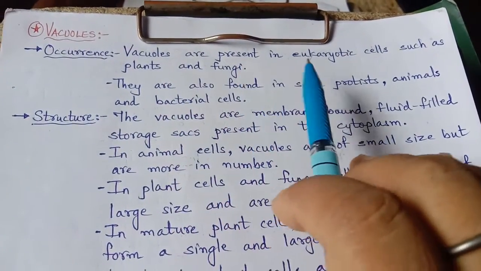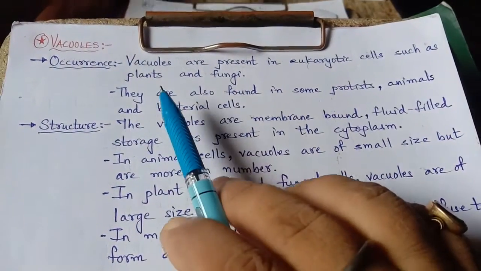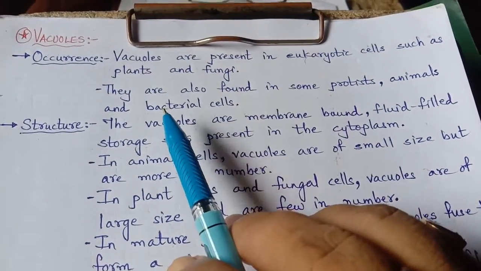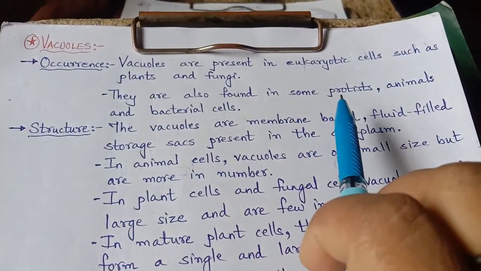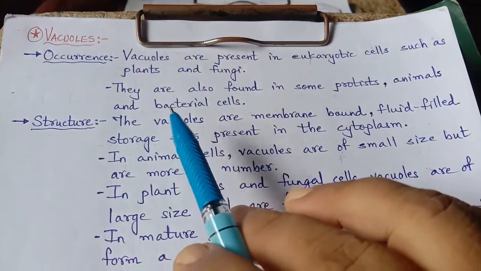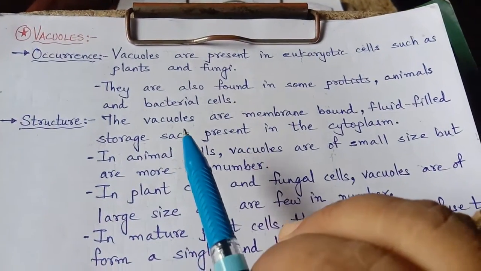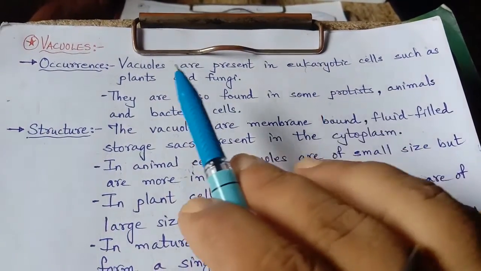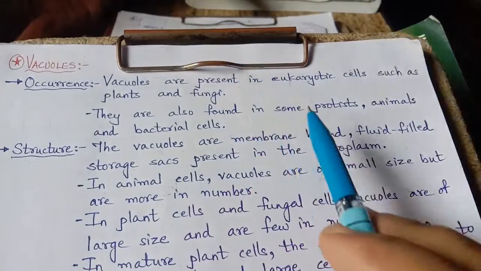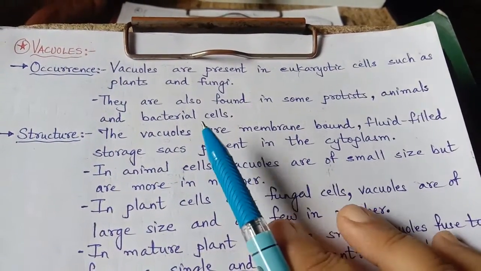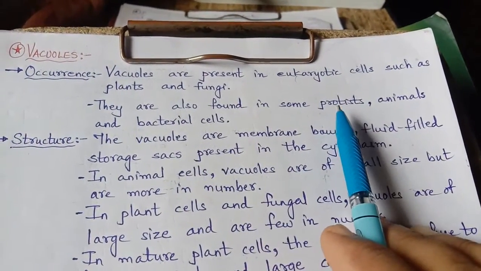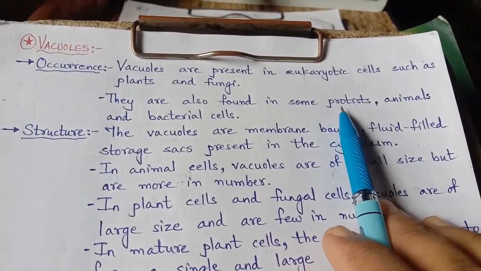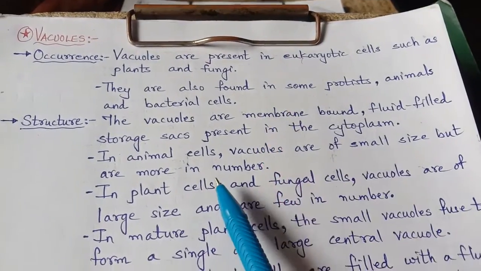Vacuoles are present in eukaryotic cells such as plants and fungi. They are also found in some protista group, animals, and bacterial cells. Mostly, vacuoles are found in eukaryotic plants and fungi, in some of the animals, in some of the bacterial cells, and some protista group living organisms. They also have vacuoles present in them.